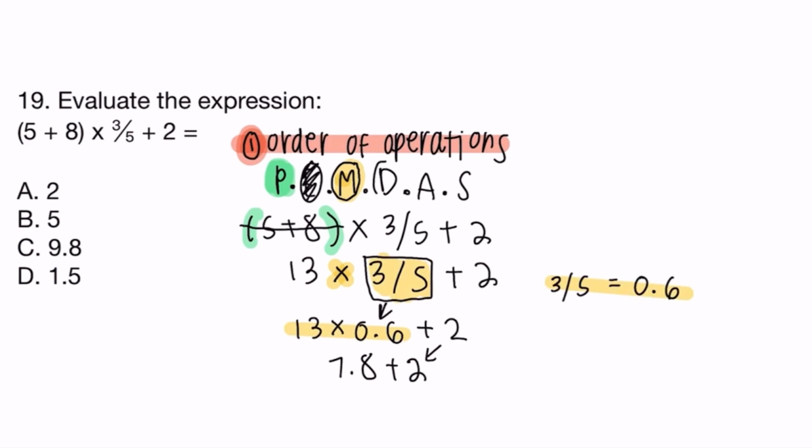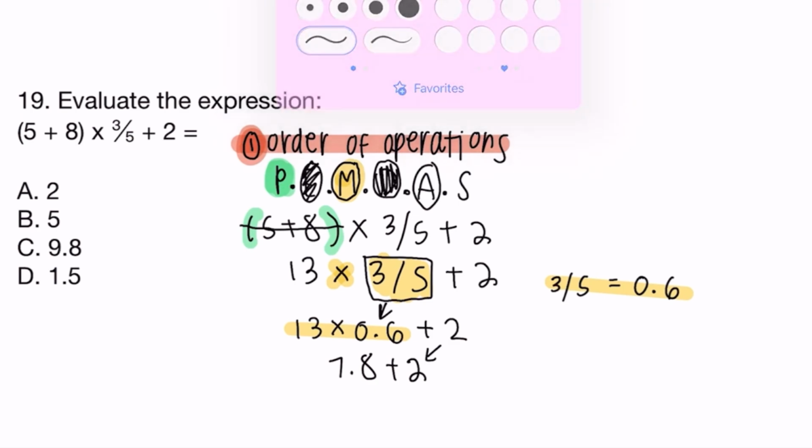Let's see what's next. I don't have any division, so I'm skipping that. Addition. I do have an addition problem, which looks like the last problem. So we're going to do 7.8 plus 2 is 9.8.